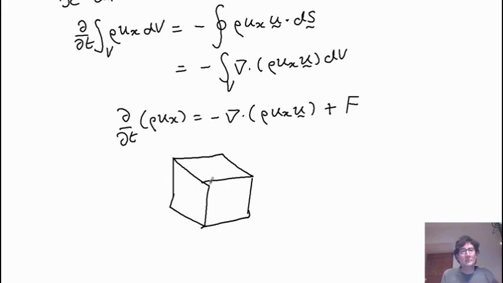Okay, so we have our volume of fluid, which is this volume V. We have the x direction along here, for example. This is the x direction. And we have momentum inside the volume, and it's being moved through the surfaces. And we have forces on the volume.